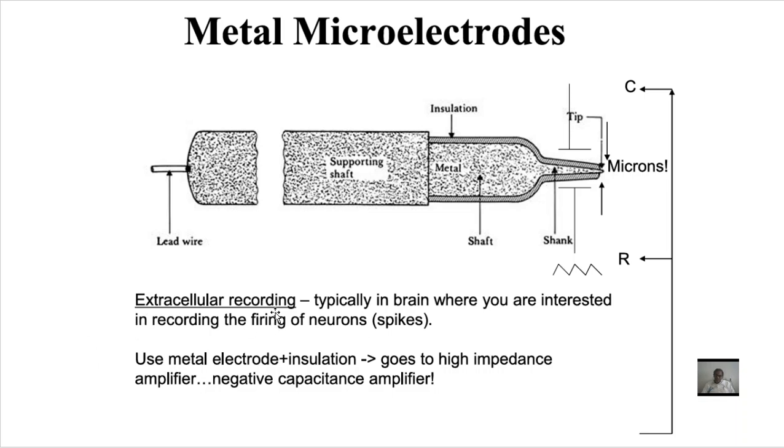Extracellular recording. Extracellular recording is typically in the brain, where you are interested in recording the firing of neurons. This is used for the EEG, that is firing of the neurons, that is spikes. Use metal electrode plus insulation, which goes to a high impedance amplifier, negative capacitance amplifier.